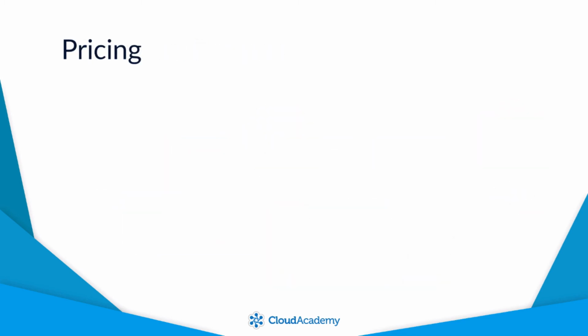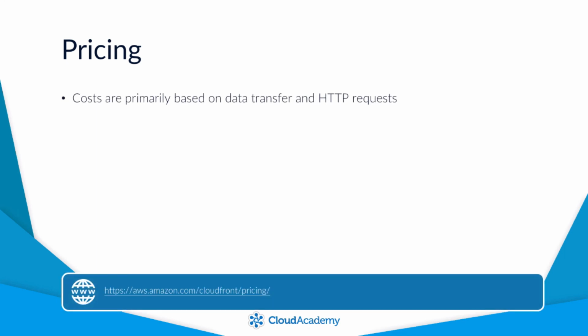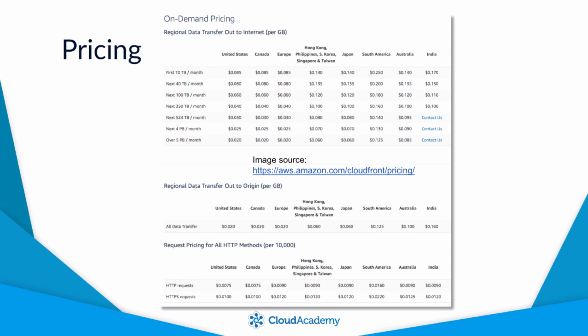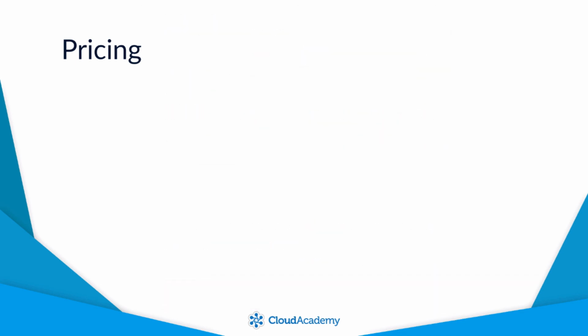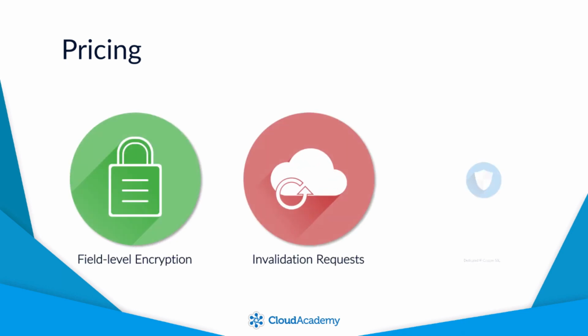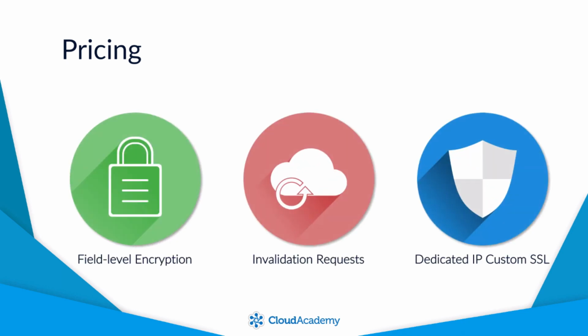The cost for using CloudFront is primarily based on data transfer costs and HTTP requests. For detailed information on the pricing for different regions, it's best to visit the following pricing page. This table shows the pricing matrix for both data transfer and HTTP requests across different locations. CloudFront also charges for other features if they are implemented within your CloudFront distributions, which are all priced differently against different thresholds. Some of these features include field level encryption, invalidation requests, and dedicated IP custom SSL. If you are looking to use these features, then it's best to visit the CloudFront pricing page for additional information and costs.